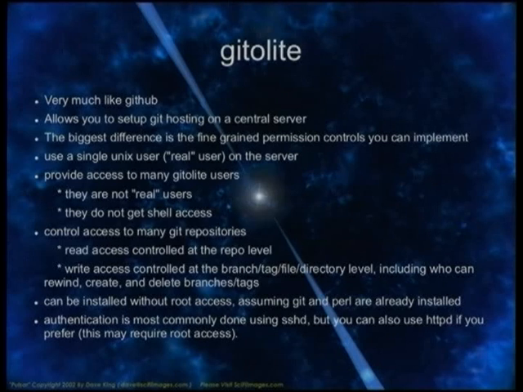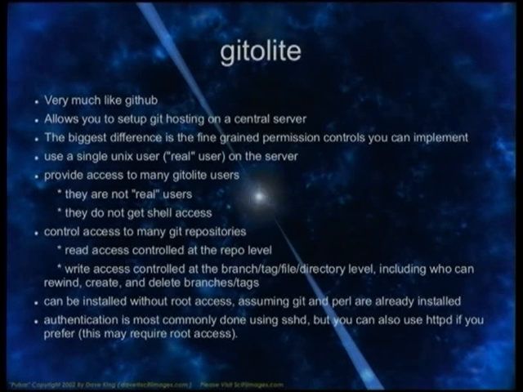You use a single Unix user, the real user on the server. That was me, since I was setting it all up. You provide access to many Gitolite users. Another important thing is they don't get shell access, so they can't really screw it up too terribly much. Gitolite is kind of an umbrella that allows you to control access to many Git repositories, which was going to be useful once we had finished the translation project and started implementing the code. If we were finding bugs, once we had a master copy of the Python code, we could fork off another repository and have the same permission structure work with that too.